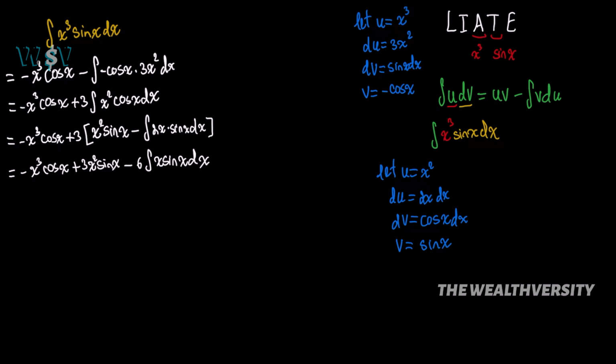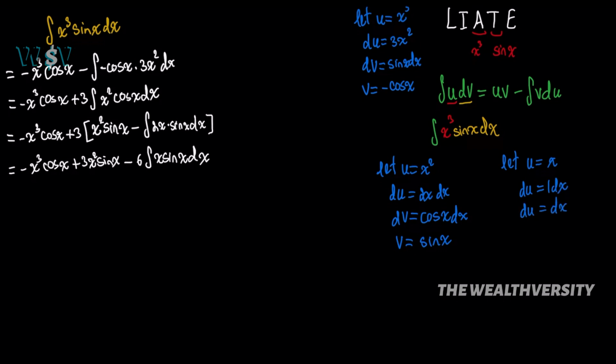Again, this integral cannot be integrated easily, so we will use the formula one more time. And keep in mind, this may happen a lot when you integrate, where you have to apply multiple techniques or use the same one multiple times. So we will let u equal x, so du will be equal to 1 times dx, which is just dx. dv will be sine x dx, which makes v equal to negative cos x.